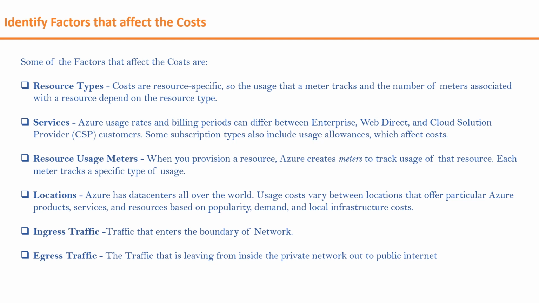The first factor that affects the cost is resource types. Each meter tracks a particular kind of usage. For example, a meter might track bandwidth usage, either ingress or egress network traffic in bits per second, the number of operations, size, storage capacity in bytes, or similar items. The usage that meter tracks correlates to a number of billable units. Those are charged to your account for each billing period. And the rate per billable unit depends on the resource type you are using.